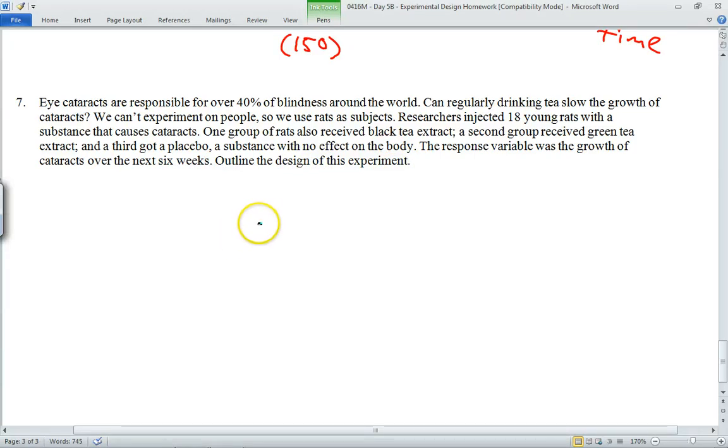Okay, let's see. What are we going to do? First of all, does it say how many? Okay, we have 18 young rats. So we start with 18 young rats. The best thing to do is always randomize. So we're going to randomly, alright, do random group assignment.